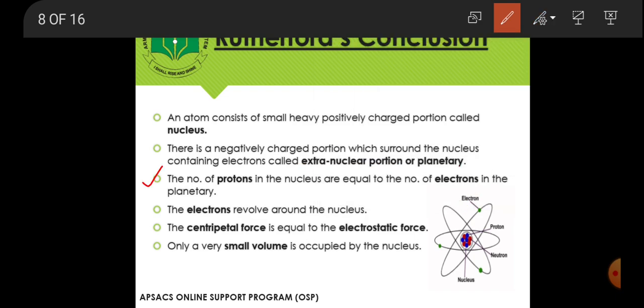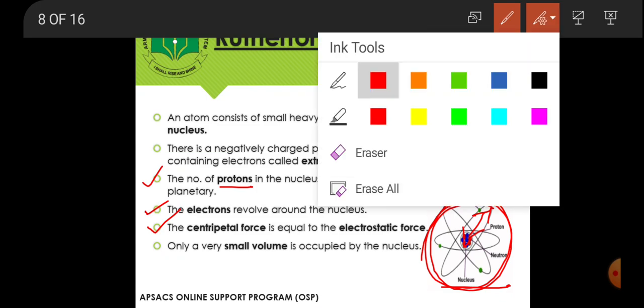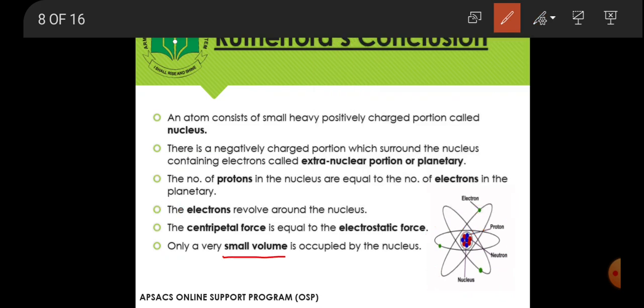Third postulate, the number of protons in the nucleus are equal to the number of electrons in the planetary. The electrons revolve around the nucleus, as we can see in this diagram. The centripetal force is equal to electrostatic force. The centripetal force with which the electrons revolve around the nucleus is equal to the force which is present between the nucleus and the electron, that is the electrostatic force of attraction. Only a small volume is occupied by a nucleus. Rest of the space is empty.